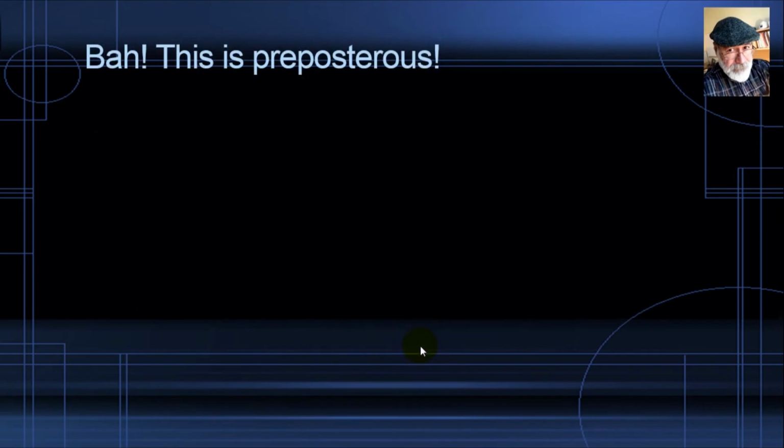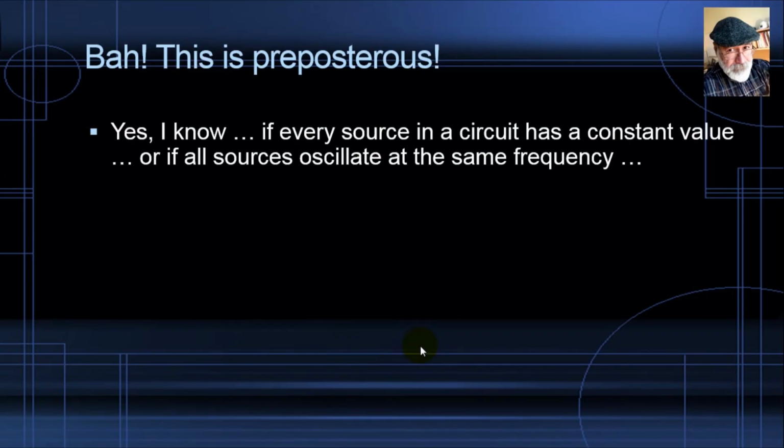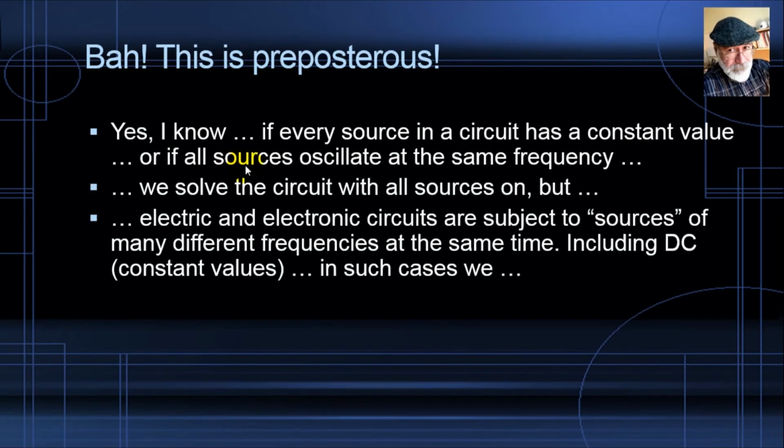And you may be thinking, all of this is crazy. That's preposterous. Why? So you say, there are easier ways of solving a circuit that has 3 sources, and you are definitely and 100% correct. If every source in a circuit has a constant value, I won't do this. Or if every source in the circuit is oscillating with the same frequency, I won't do this. I would just solve the entire circuit with all the sources at the same time, and that is what we're going to do.